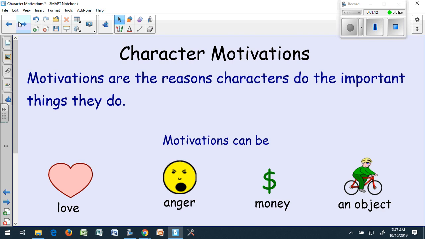A character might do something for love. They might do something because they're angry and they're doing it out of anger. They might be motivated by money. Money might be something that causes a character to do something. And they also might be motivated by an object. Maybe they really want something, they want to buy something, they want to steal something. So an object could also be a motivation. It might not just be a feeling.